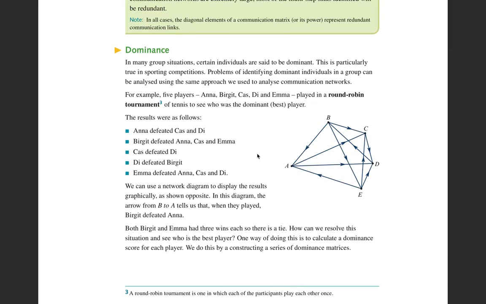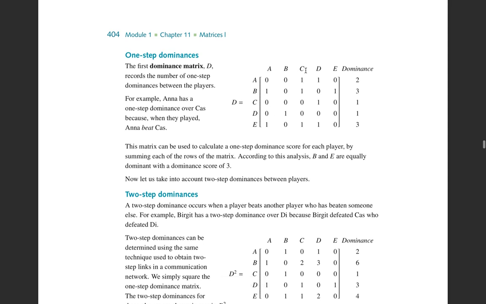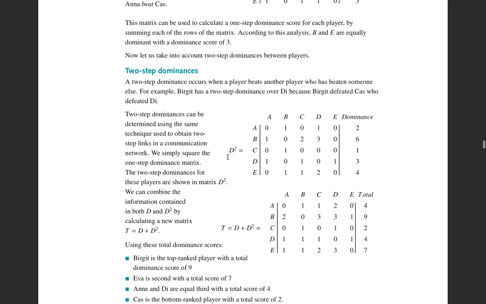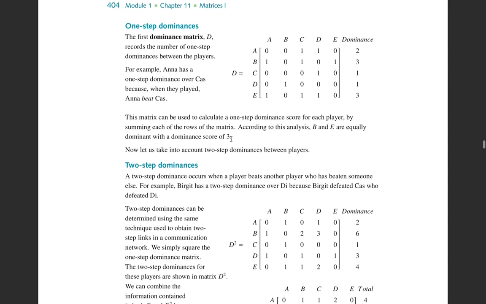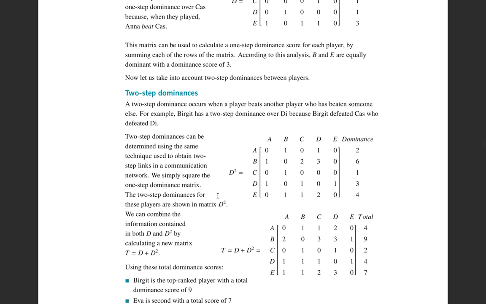But luckily, we can just put it in the calculator and square it. Once we've got this first matrix, which is called D, we can just square it to get the two-step dominances. So squaring the one-step dominance matrix gives you the two-step dominance matrix. You don't actually have to go through and look for the two-step dominances. We can just square it.